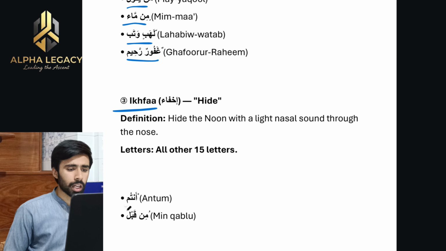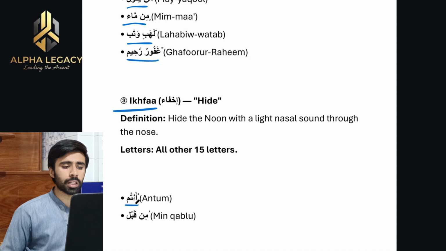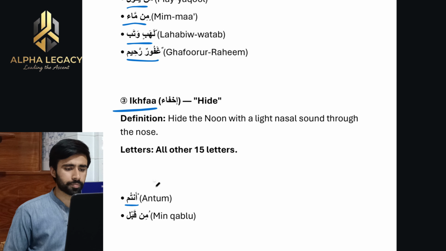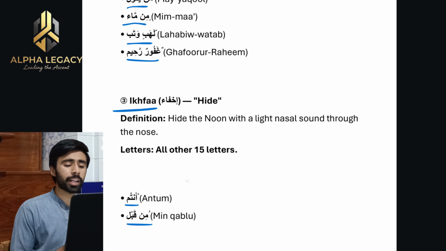The first example is antum. You can feel that the noon sound, when the hamza makes the connection with the noon, gives a sound which goes into our nose. You can feel it like antum. Okay. The second example is min qablu. You can feel when the meem makes a connection with the noon, the sound goes in your nose. Min qablu.